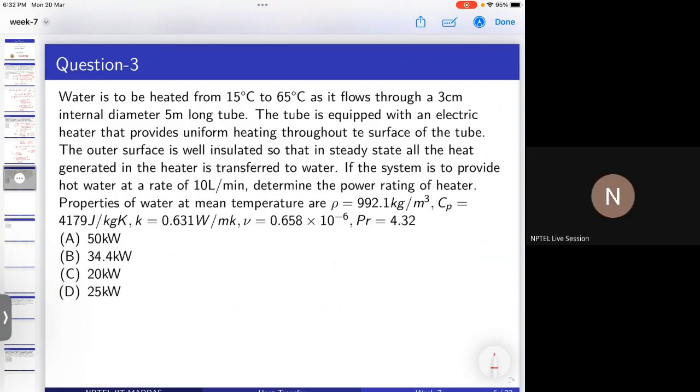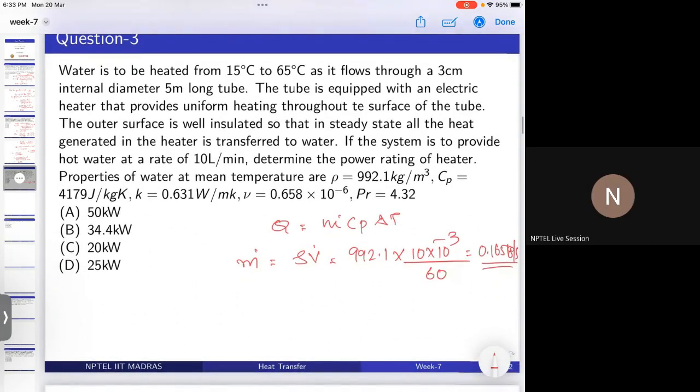Yeah, very good. So what we have to do is, first Q is equal to m dot Cp delta T. This is what we need to find out. What is the Q? So what is m dot? Which is rho times the volume flow rate. Rho is already given, that is 992.1. The volume flow rate is given in liters per minute, but we need it in meter cube per second. So we have to do the appropriate conversions, from liters to meter cube and from minute to second. So you'll get some 0.165 kilogram per second. Am I right?